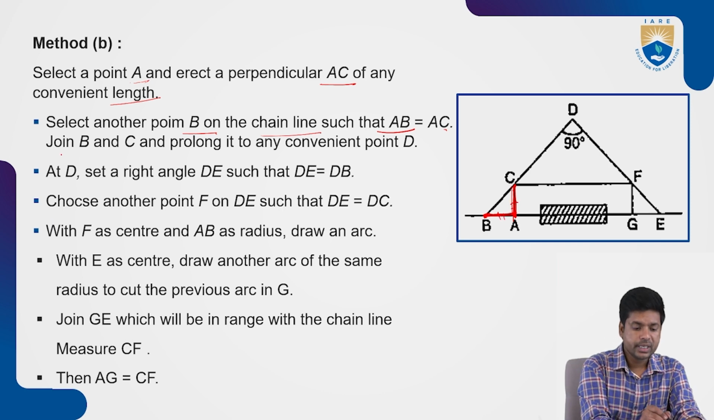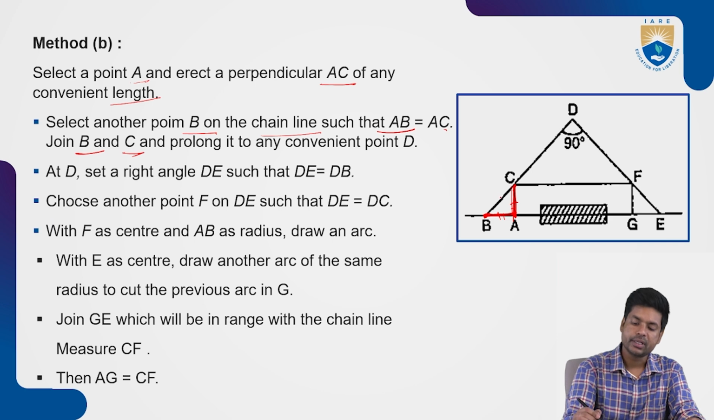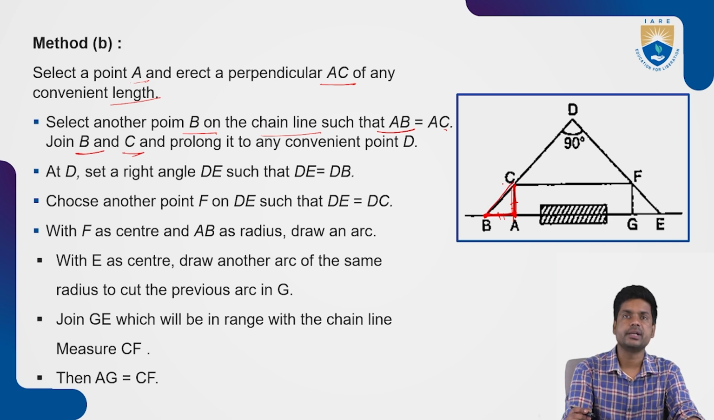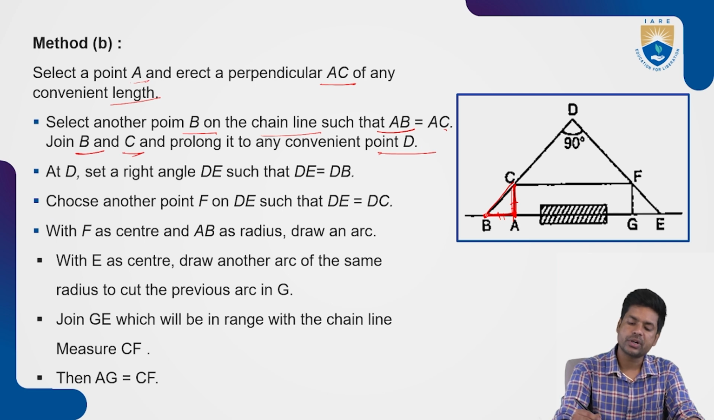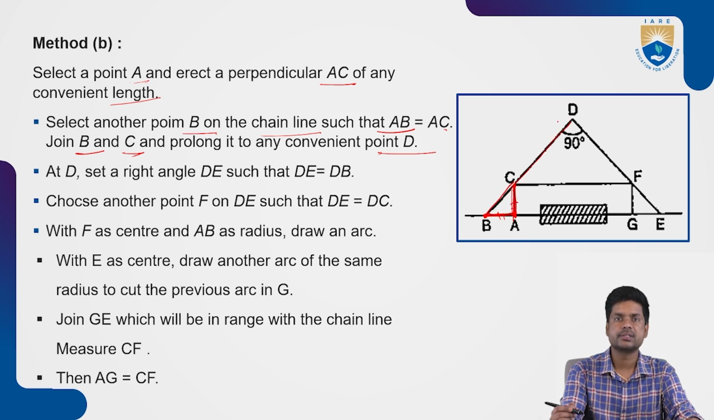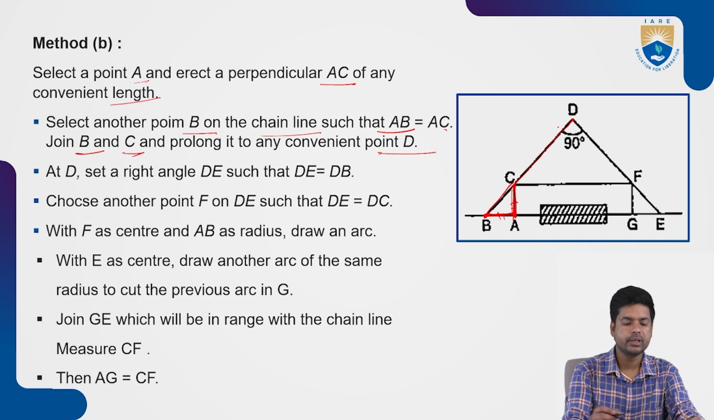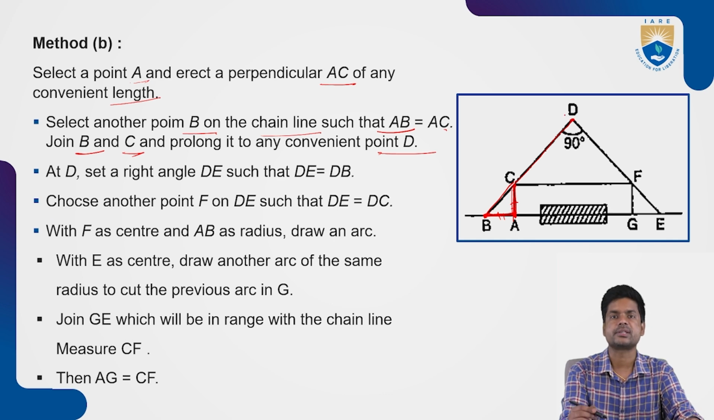Now join B and C, and prolong it to any convenient point D. After joining the point B with C, extend this line to point D, at any convenient, random length.